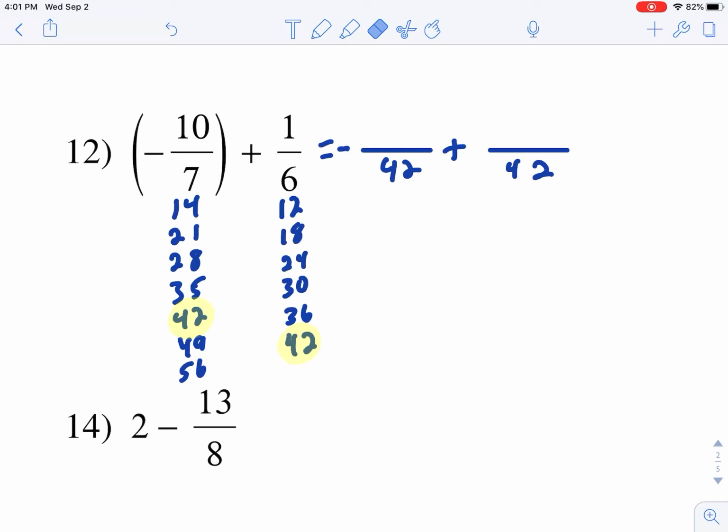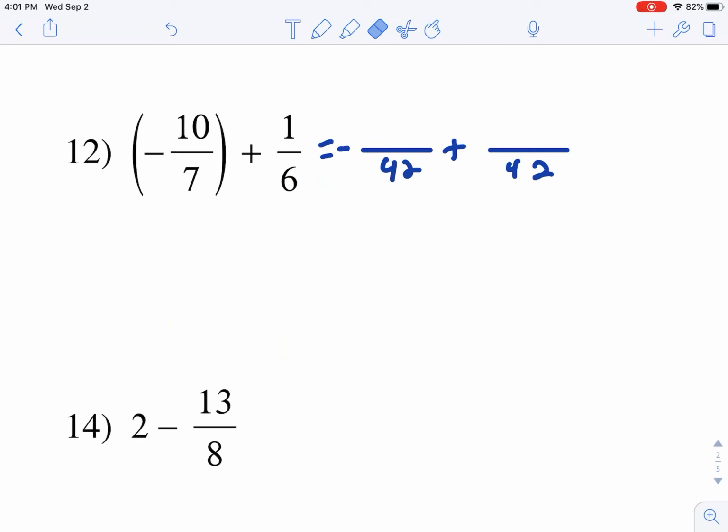Now, how did we get here to 42? Well, we multiplied by 2, 3, 4, 5, 6. And this one we multiplied by 2, 3, 4, 5, 6, 7. So let me erase all of this. This one we multiplied by 6, and this one we multiplied by 7.